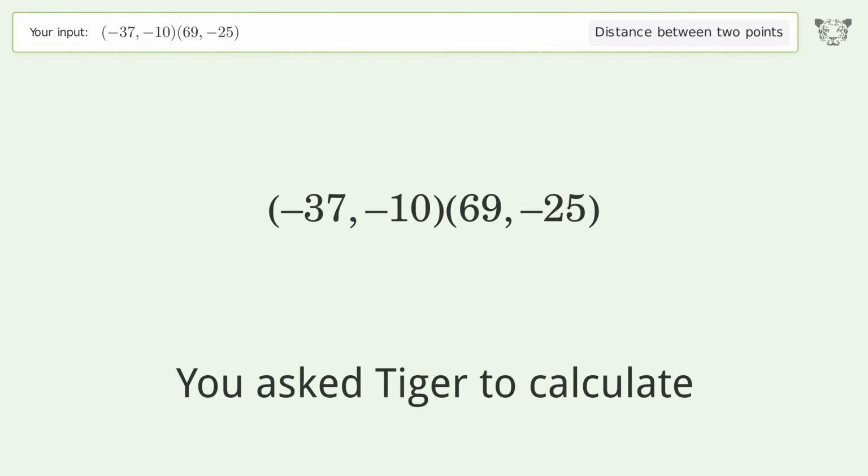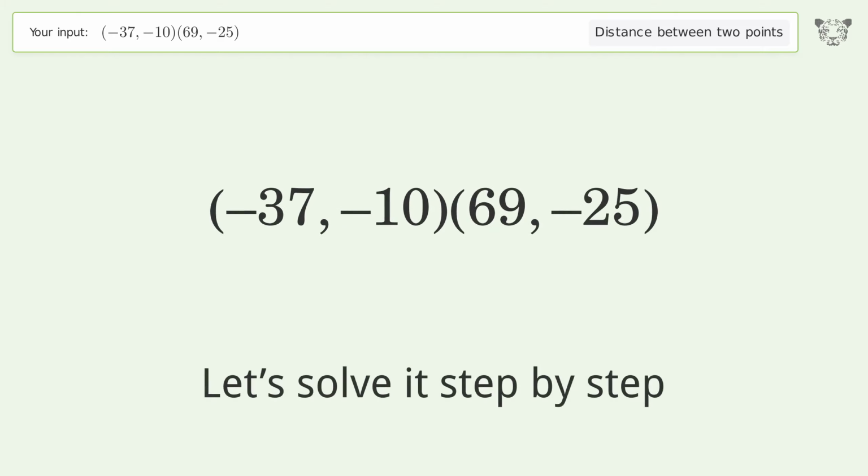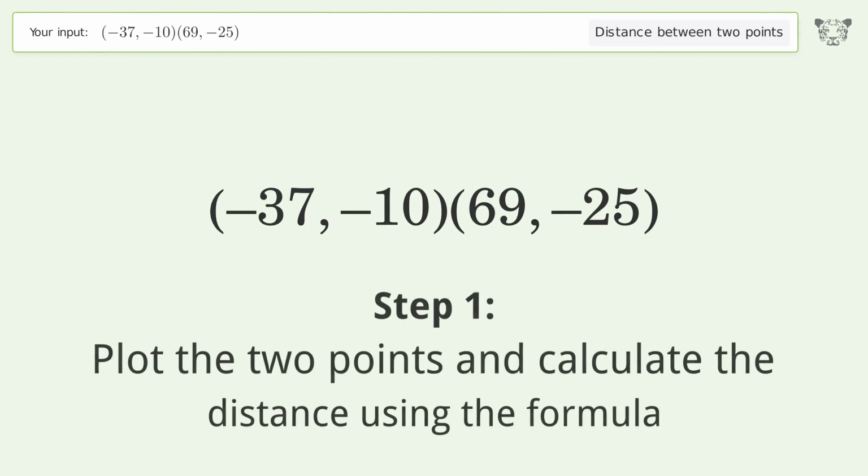You ask Tiger to calculate. This deals with the distance between 2 points. The distance between the 2 points is the square root of 11,461, or 107.056. Let's solve it step by step. Plot the 2 points and calculate the distance using the formula.